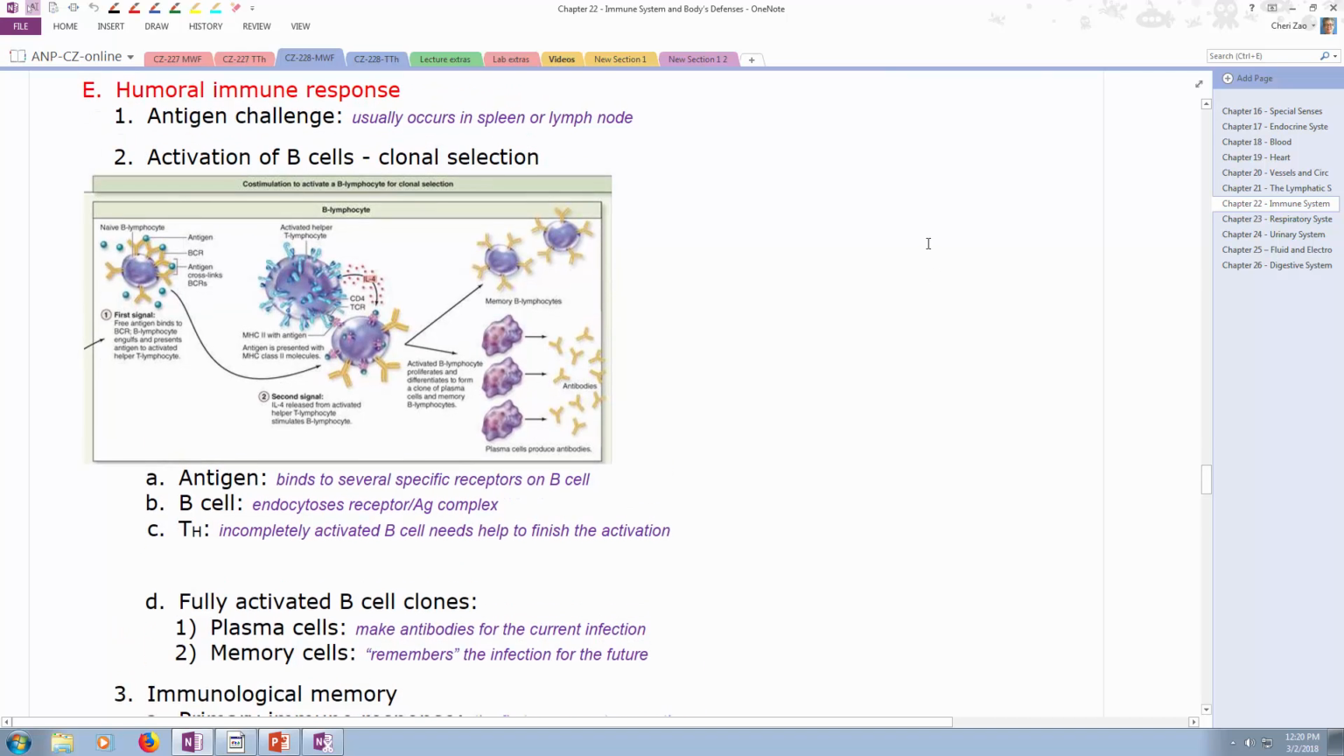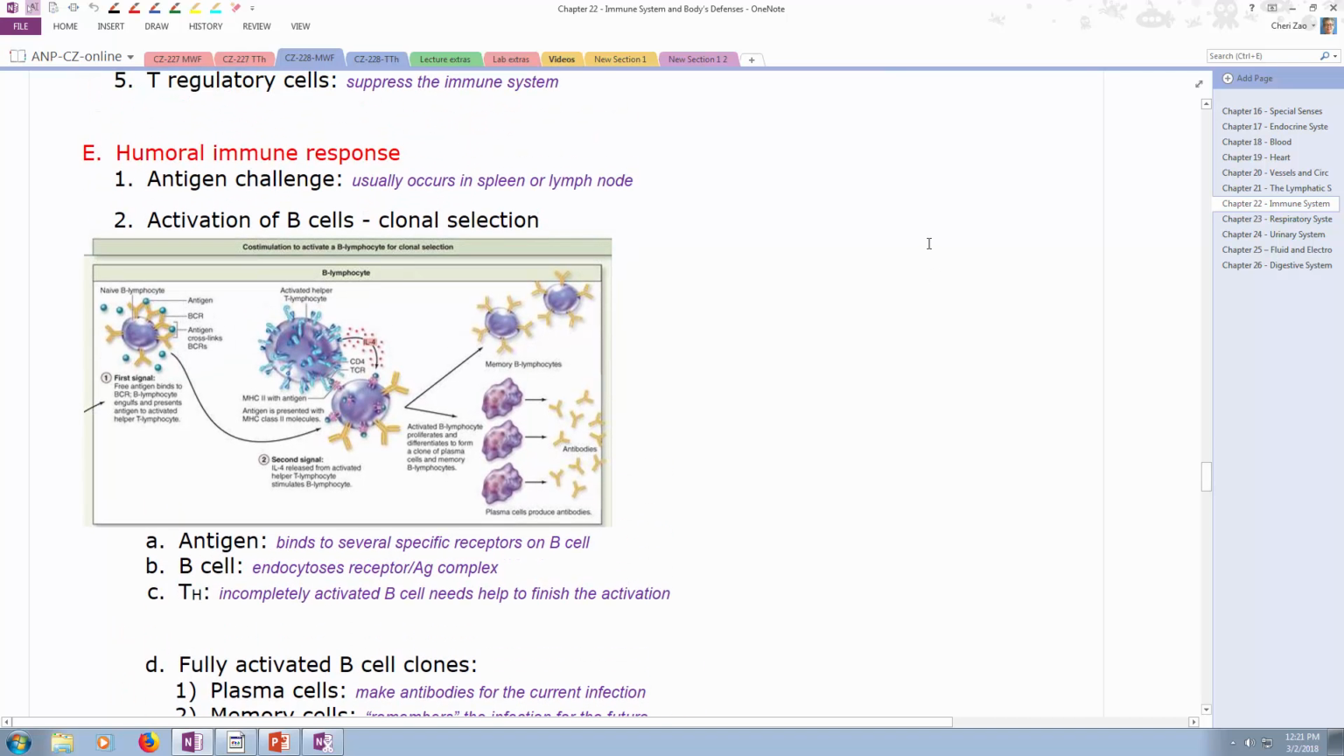Let's talk about B cells now, the humoral immune response. B cells make antibodies. T cells really require direct contact. B cells, once they're activated, no more direct contact is required. They will make antibodies which go into our bloodstream or our interstitial fluid because they are plasma proteins.